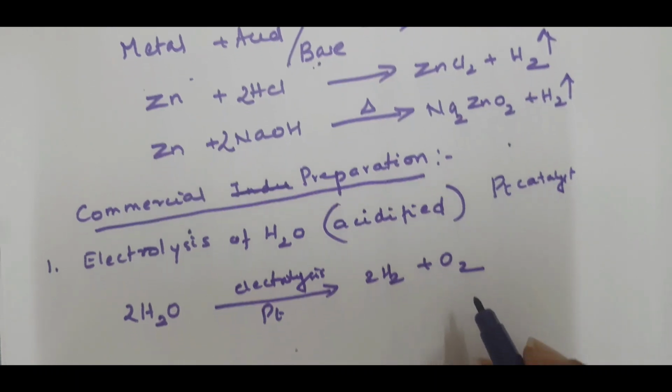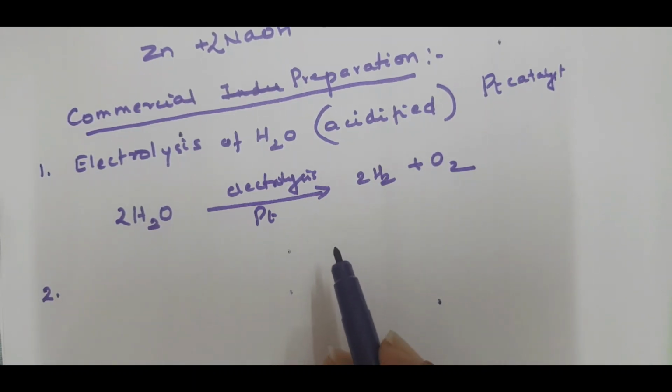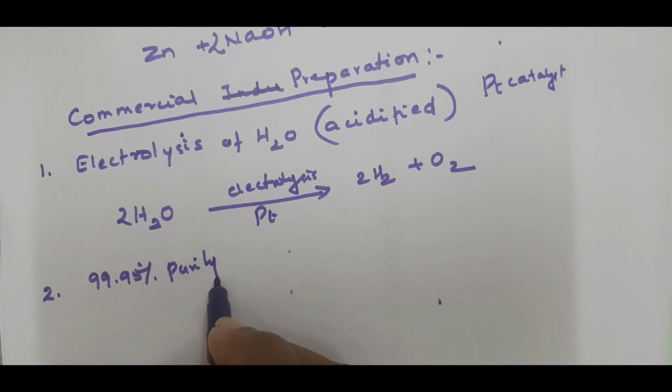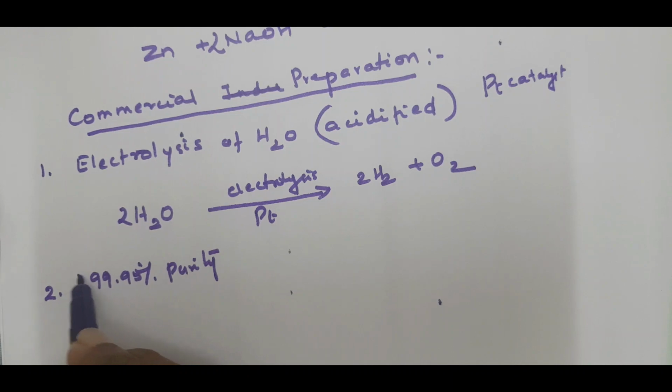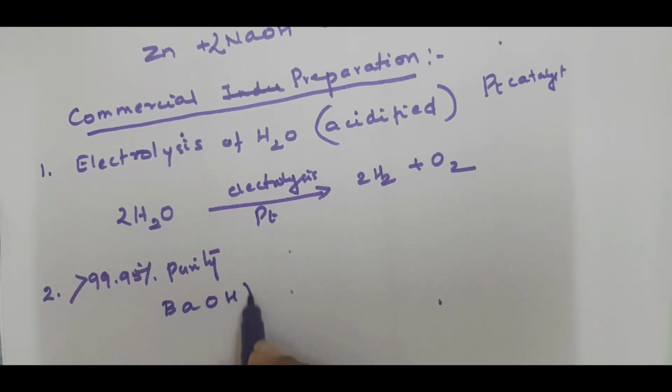So this reaction or this preparation you have studied. Now the second preparation is, if you want to obtain hydrogen of 99.95% purity, that means it is so pure, or if you want to prepare very pure hydrogen, that is greater than 99.9% purity, it can be obtained by again the electrolysis of barium hydroxide.